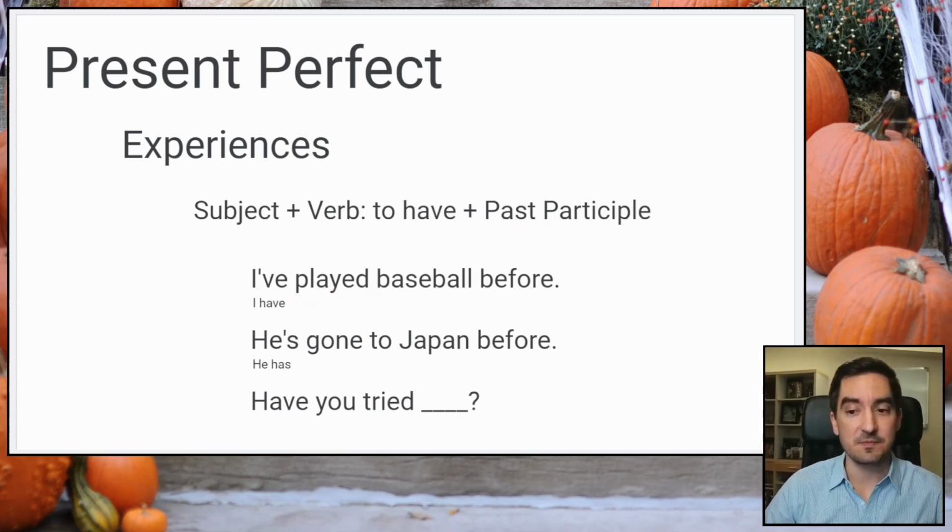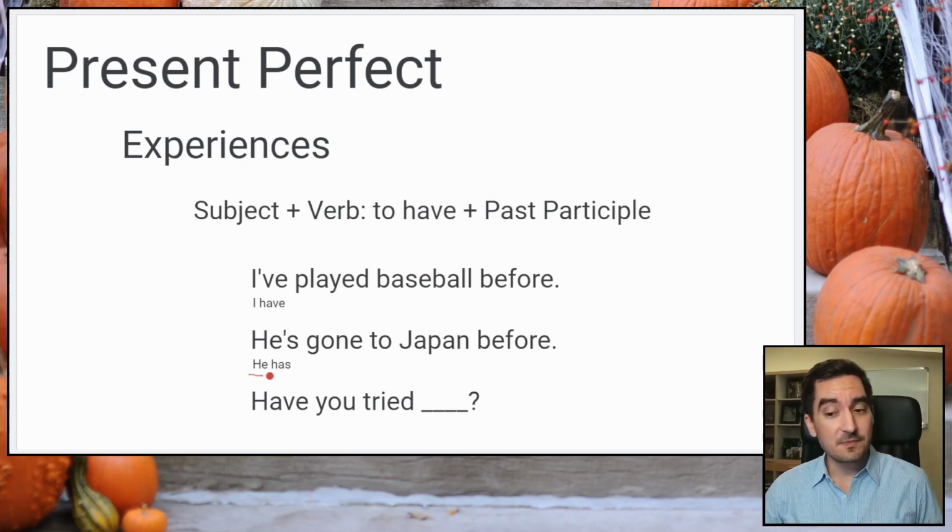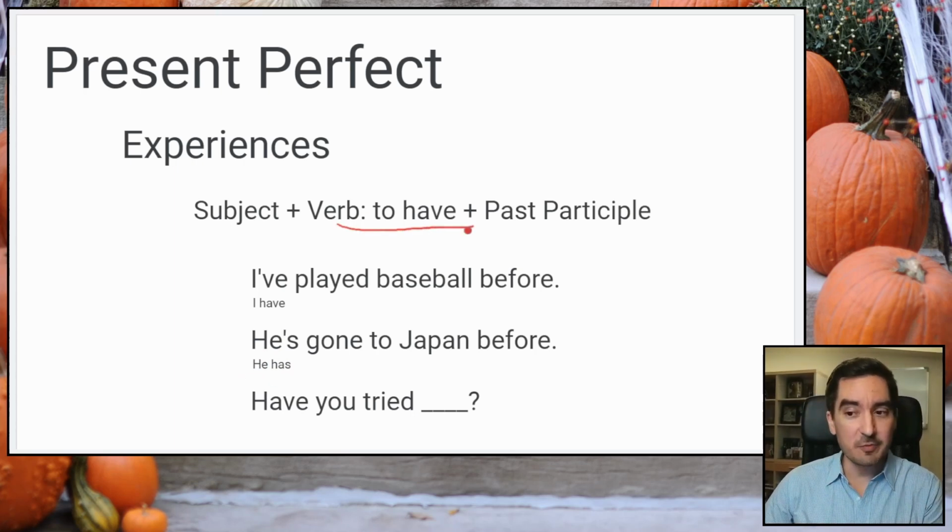Play plus ed. Now, if we're talking about our friend, you might say, he's gone to Japan before. So in his life, he has this experience. So he's gone. He's is short for he has. If it's he, the subject to have becomes has. And then the past participle of go is gone. This is an irregular verb. And like I said before, some of them you add an N sound. Okay? So it's a little bit tricky. You just have to remember.